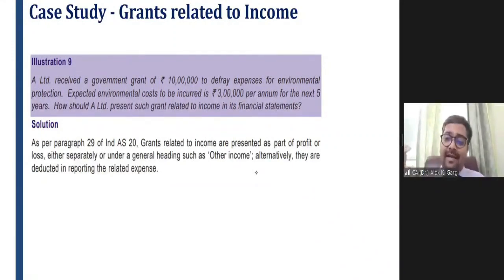And net, if I go by the net P&L impact, in the 5 years I am recognizing 2 lakh rupees every year as other income, total income 10 lakh. I am recognizing 3 lakh expense every year, the total expense is 15 lakh. In the 5 years net P&L impact is 5 lakh. In the second treatment, I am reducing 2 lakh rupees from 3 lakh rupees every year and the net expense is 1 lakh. So the net P&L impact is 5 lakh in the 5 years. So same treatment. I hope it is very easy, very simple to understand. This is a very simple standard.